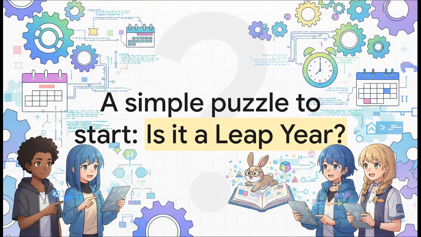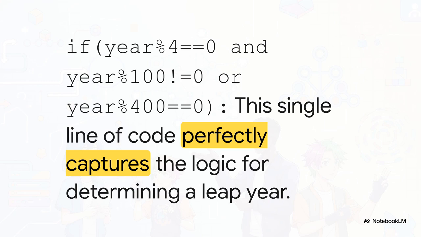Let's kick things off with a puzzle you definitely already know the answer to: leap years. You know one when you see one, right? But here's the real question. Could you write down the exact rules for what makes a leap year? Because that right there, that's the first step in programming, turning that knowledge you have in your head into a set of precise conditions a computer can actually understand and follow. And here is that exact logic translated into a bit of Python code.